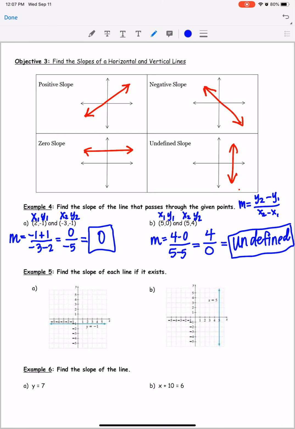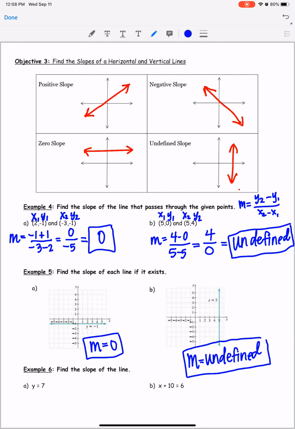On 5, find the slope of each line. Well, because it is a flat line here, the slope is just simply 0. There's not any work you need to do. Because B is a vertical line, there's no work you need to do. Vertical lines are undefined. Okay, and then 6, find the slope of each line.